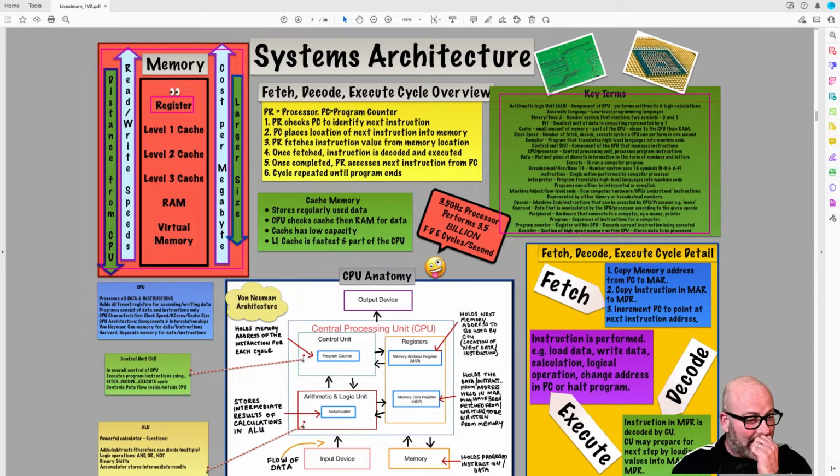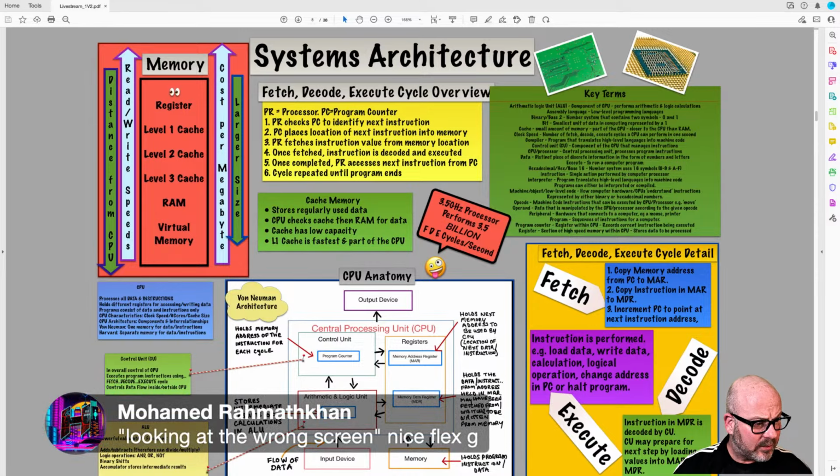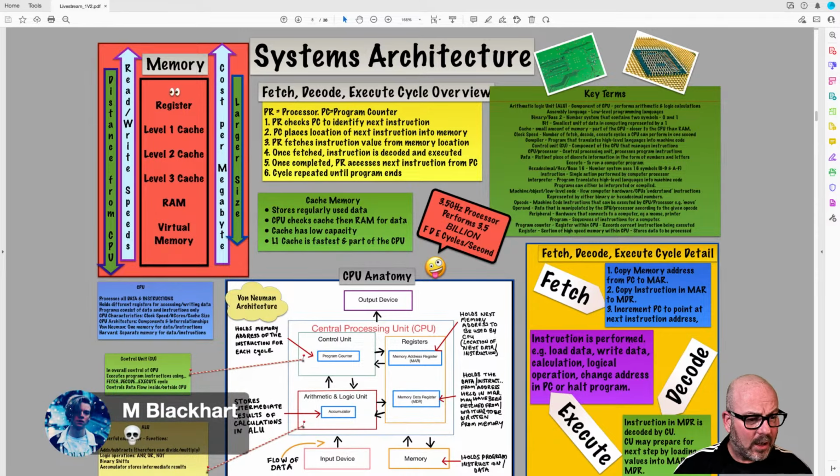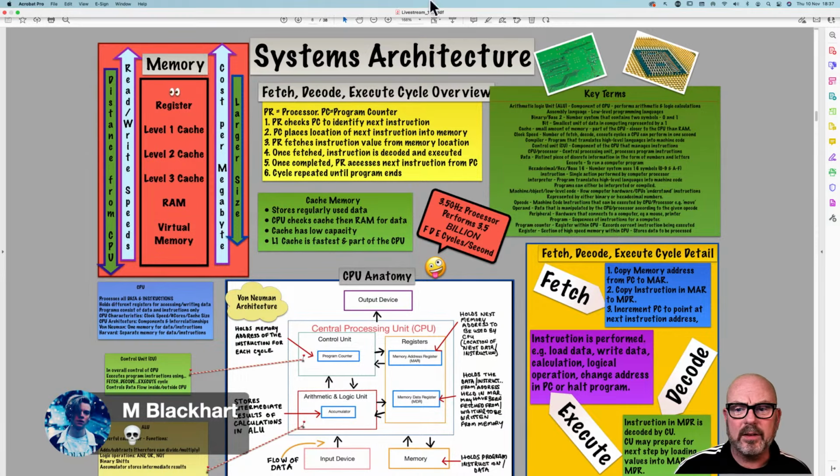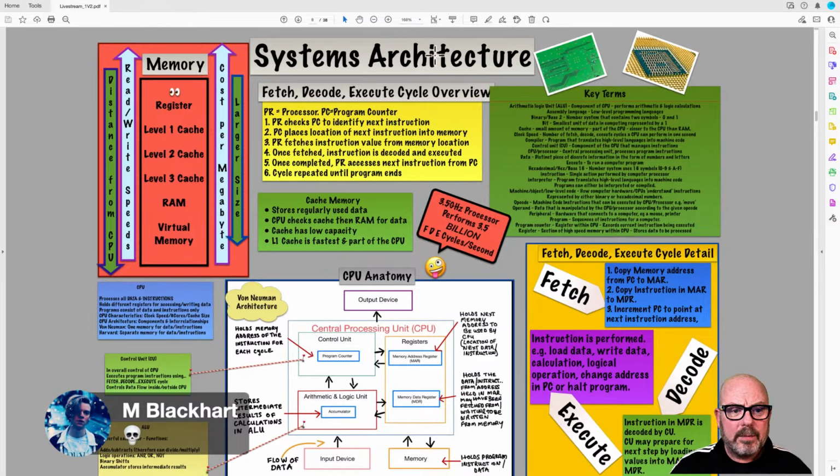I know I was looking at the wrong screen. You are correct. It was a good flex. It was actually true as well. I've kind of confused myself almost by, let's have a look. I was looking at the wrong screen. How are you doing, Blackheart? Who's that? I like the skull. Excellent. Right, so where were we? Let's go back over to here.